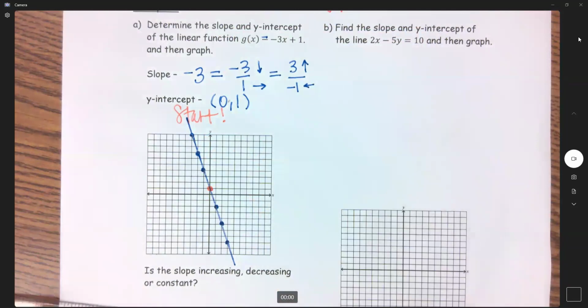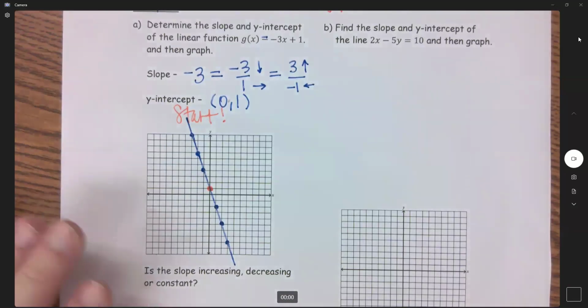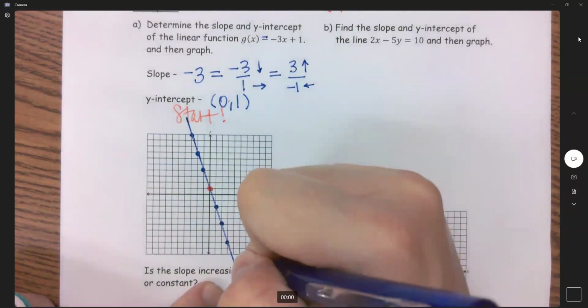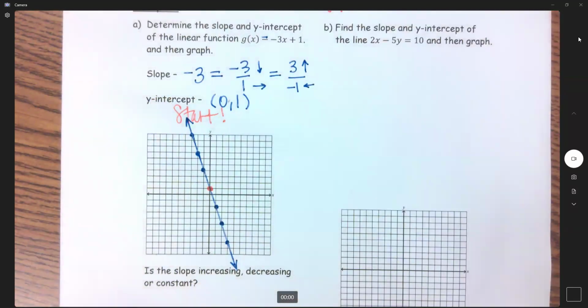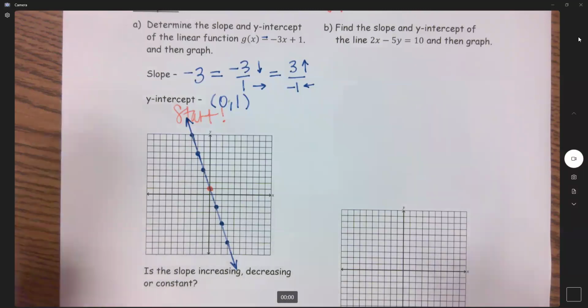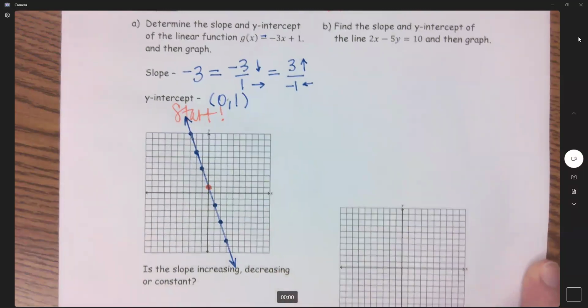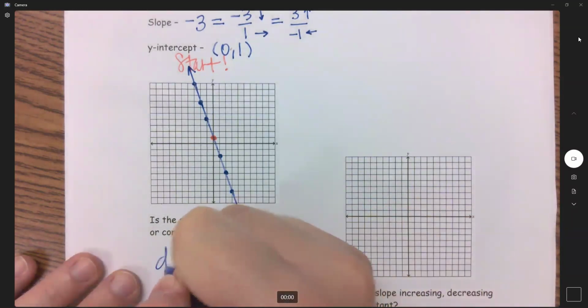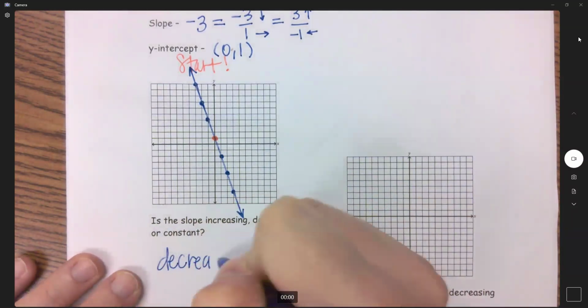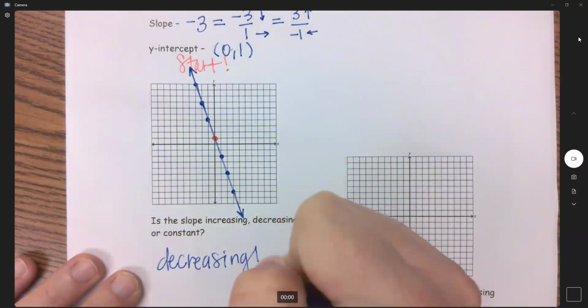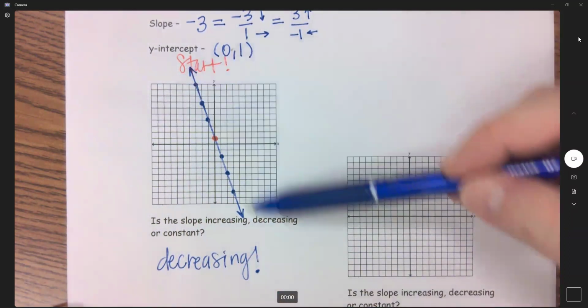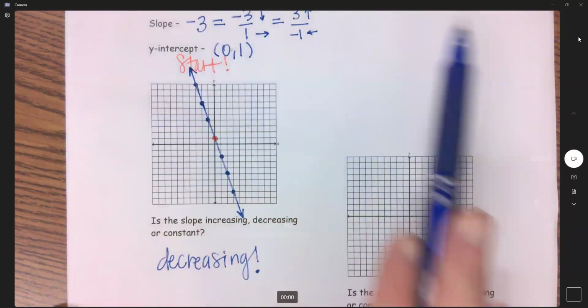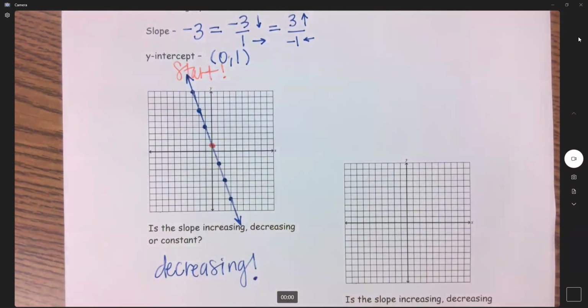Now I will connect my points. And then when we graph these, we need arrows on the ends because this graph continues on infinitely in both directions. It does not start and stop on this grid paper. So is the slope increasing, decreasing, or constant? Hopefully we can see that this one is decreasing. It goes down as you go from left to right, and simply my slope is negative.